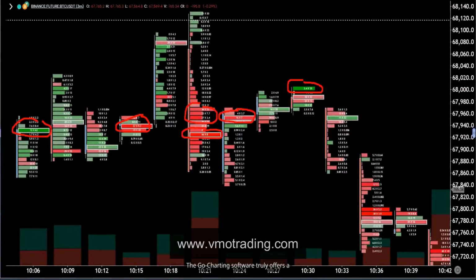The Go charting software truly offers a highly intelligent alternative for delta. In this case, the strength of the delta is integrated into the bid-ask footprint through a color-coded system. This Bitcoin day trading chart displays both the volume profile as well as the delta strength within each of the individual candles.